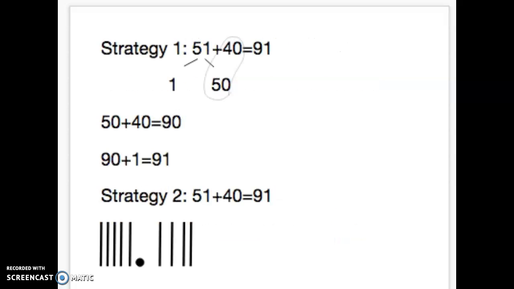If you chose strategy 1 using a number bond, there again we decompose 51 into 50 and 1. I put my 50 on the same side with this 40 so that I can circle it together. 50 plus 40 equals 90. 90 plus 1 equals 91. If you drew it using your quick tens, this is what strategy 2 would look like. 5 tens, 1 one, plus 4 tens. 50 plus 40 equals 90 and 1, 91.